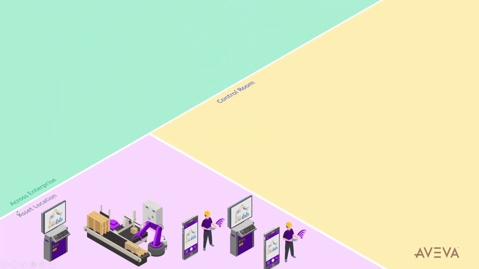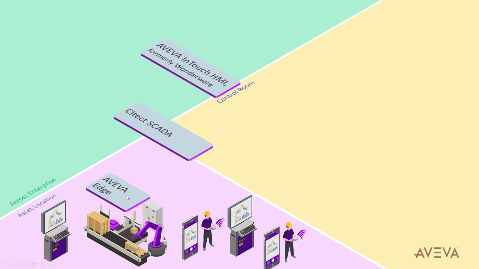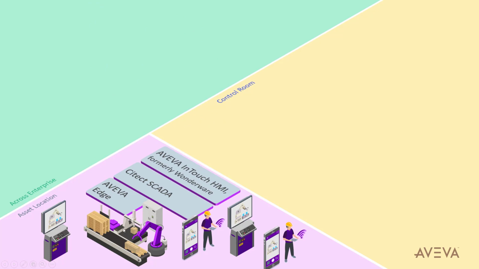So here you have the asset location, whether that's manufacturing, whether that's an infrastructure application, utilities, etc. It doesn't have to be a manufacturing application. You might find AVEVA Edge or several of the other HMI type products within the AVEVA portfolio.